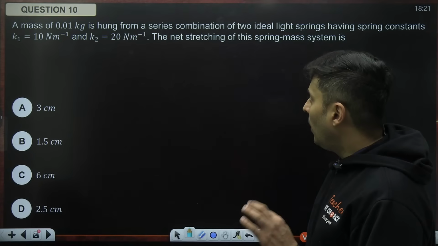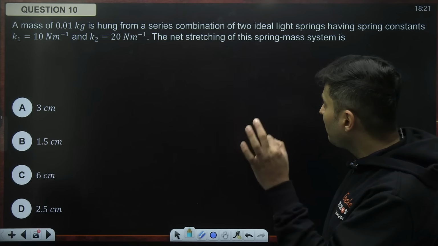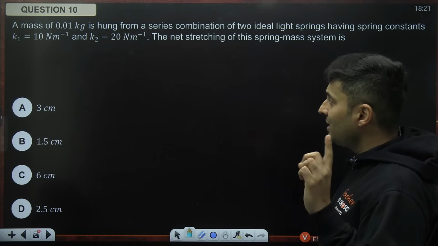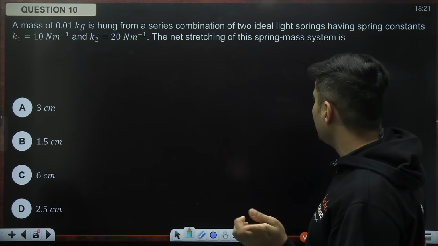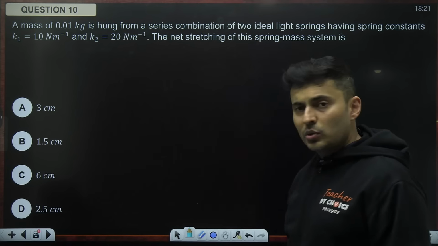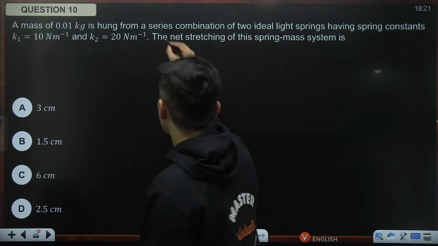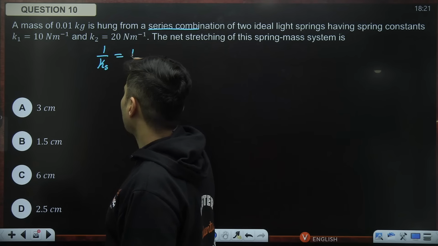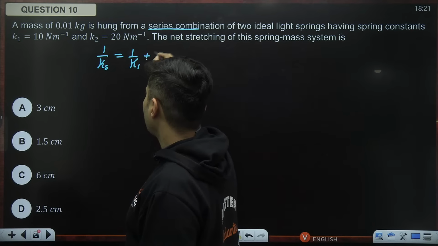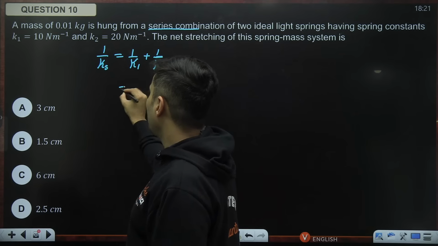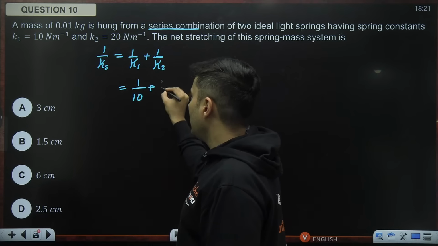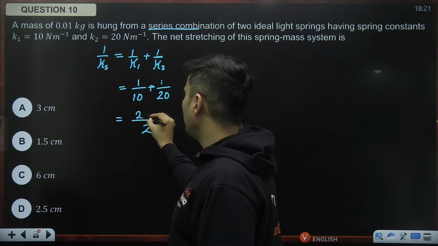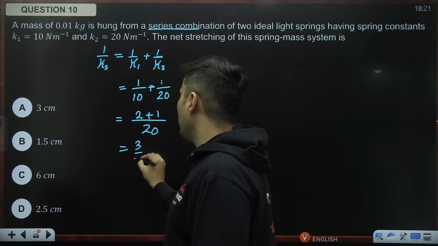There is a mass of 0.01 kgs. It is hung from a series combination of two ideal light springs having spring constants 10 and 20. The net stretching is how much? Because there are two springs, first of all, combine it together. And since it's series, 1 by K effective will be 1 by K1 plus 1 by K2. K1 is nothing but 10, K2 is nothing but 20. So LCM is 20, 10 goes with 20 two times, so plus 1. So it will become 3 by 20.